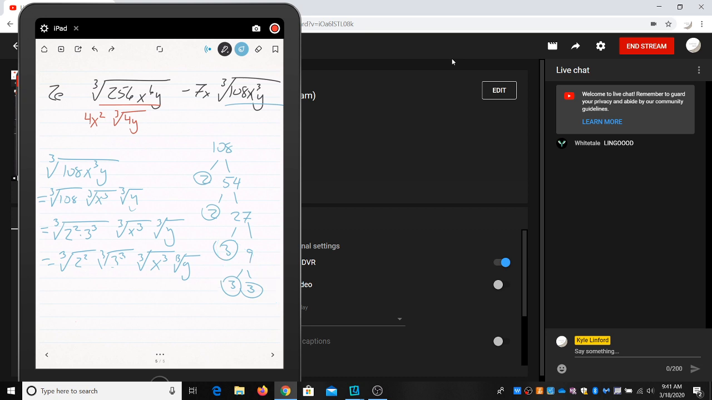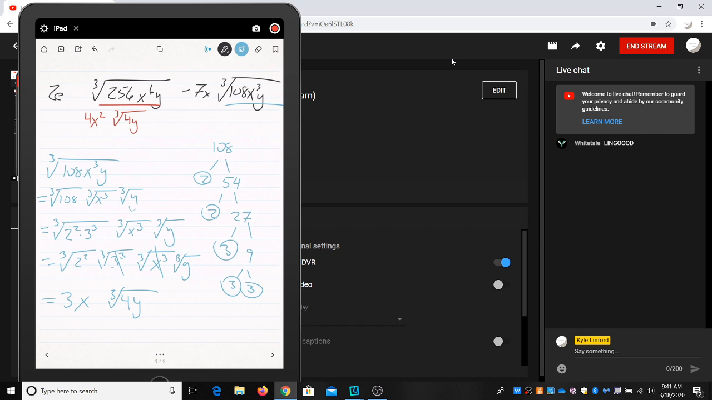So let's go and check our work. The cube root of 3 cubed is just 3, so that simplifies. The cube root of x cubed is just x, so that simplifies down. And then we're left with the cube root of 2 squared. Now that doesn't simplify, so 2 squared is a 4. And then the cube root of y by itself doesn't simplify. So we're left with the cube root of 4y.